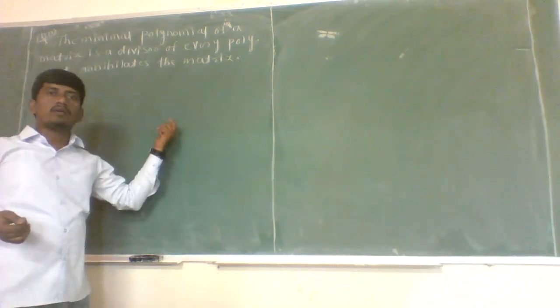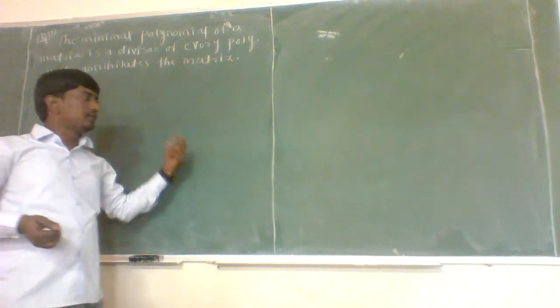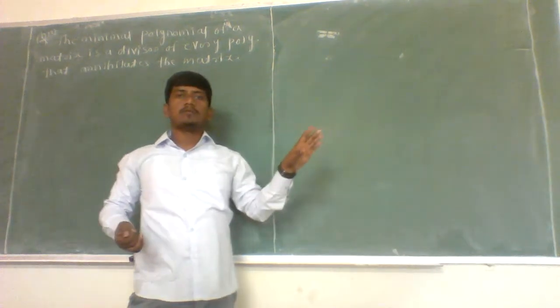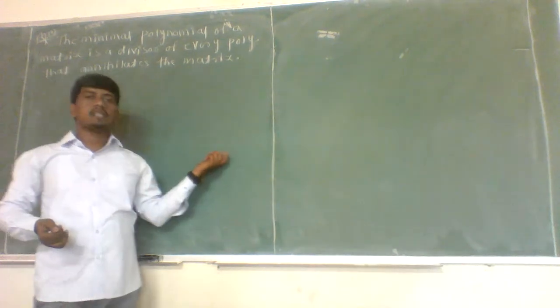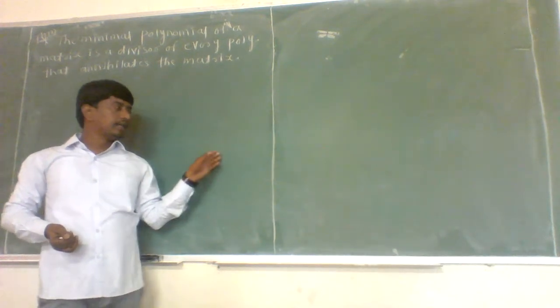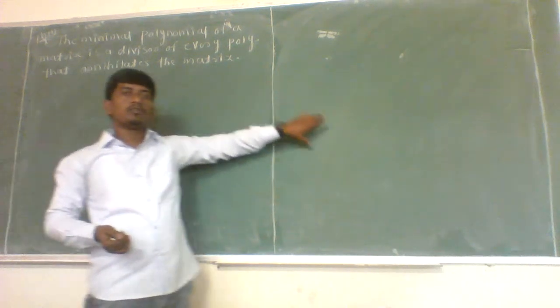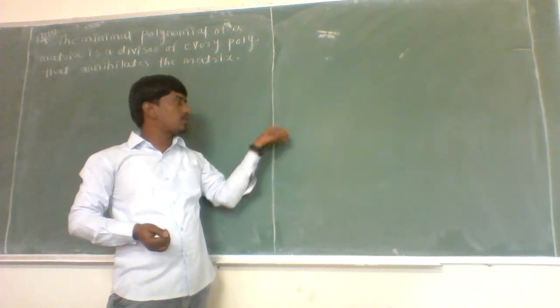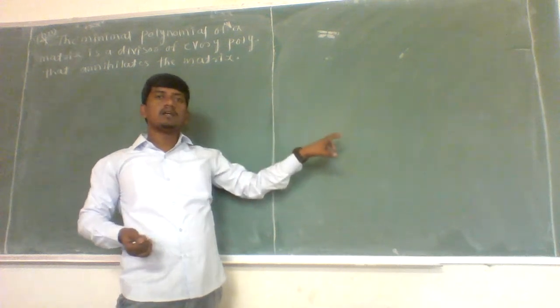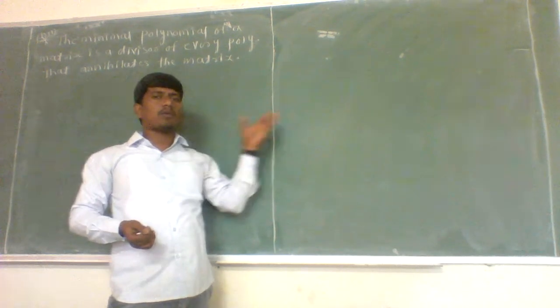And in the last lecture, we have seen what is an annihilating polynomial. If T is a linear operator on an n-dimensional vector space V over the field F, and f of x is any polynomial over F, then if f of T equals 0, we say that the polynomial f of x annihilates the matrix A or the operator T. Same for operator and matrix A. Okay. Now we have to prove this theorem.